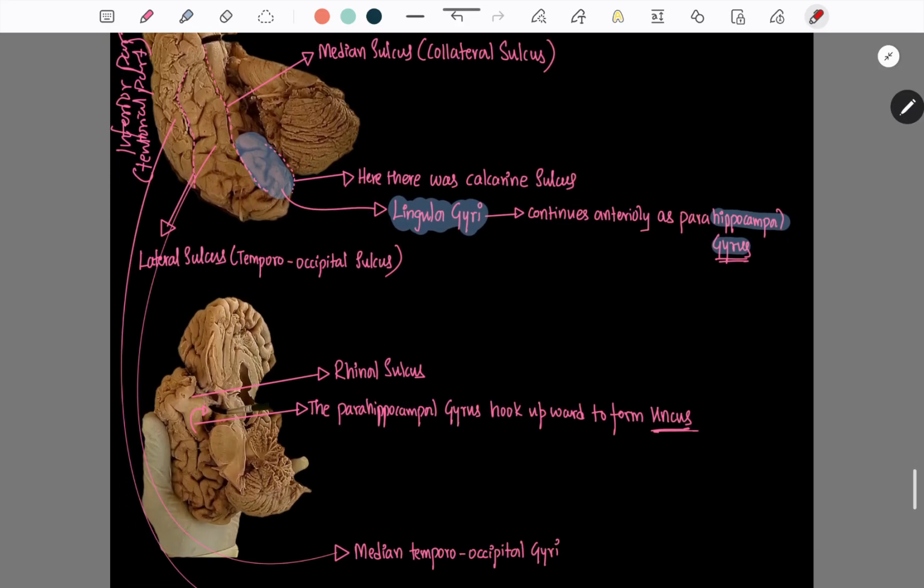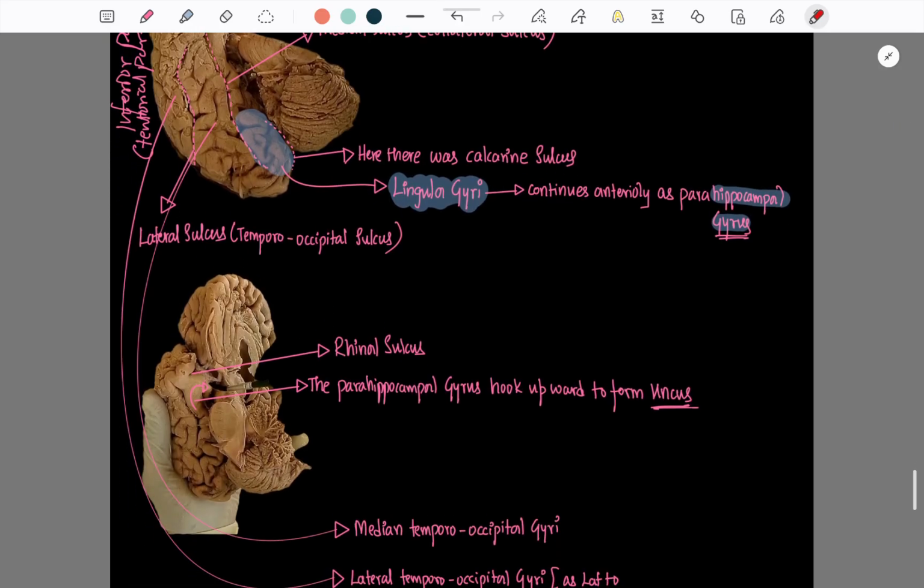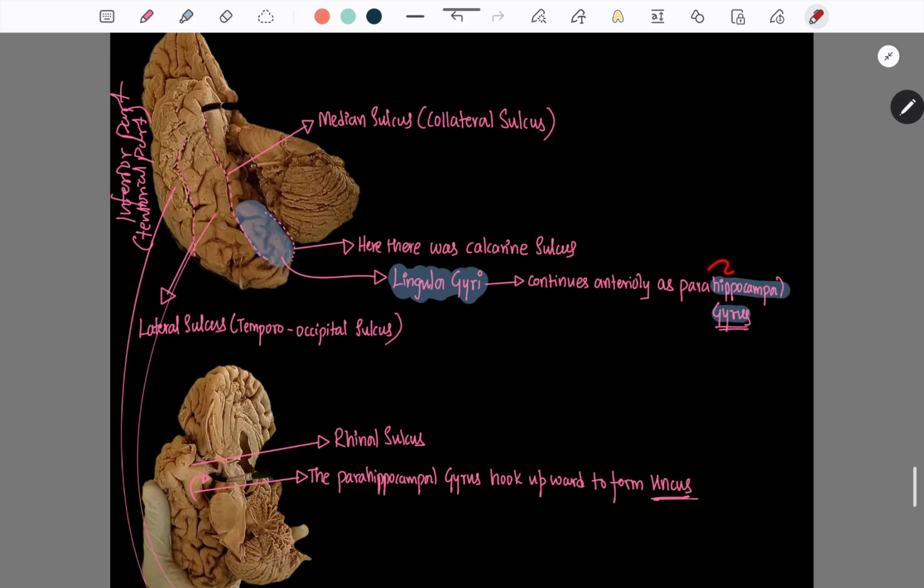Okay, sorry, it is the parahippocampal gyrus. I will change it. Okay, it is already changed, but it is the parahippocampal gyrus.